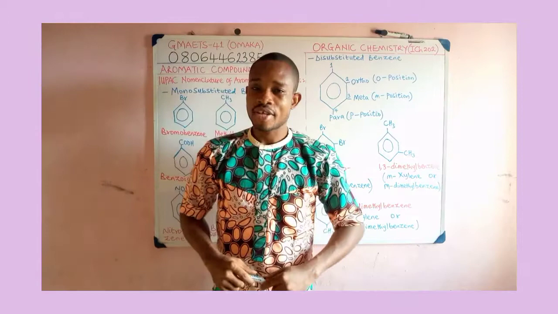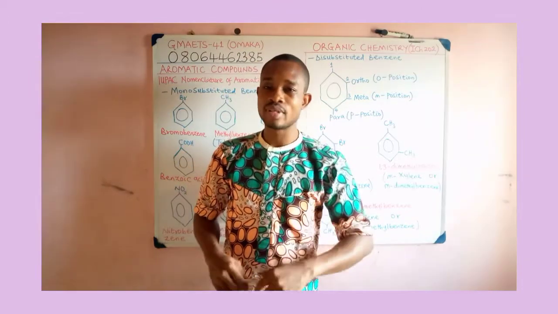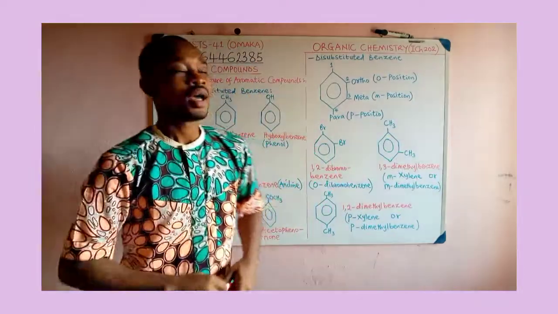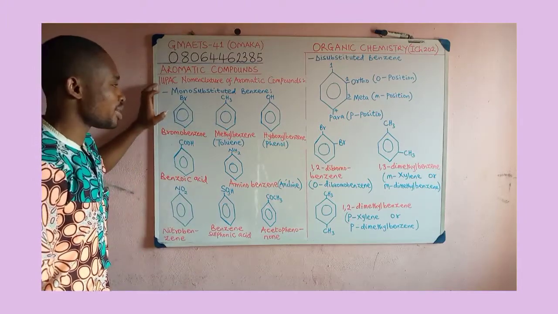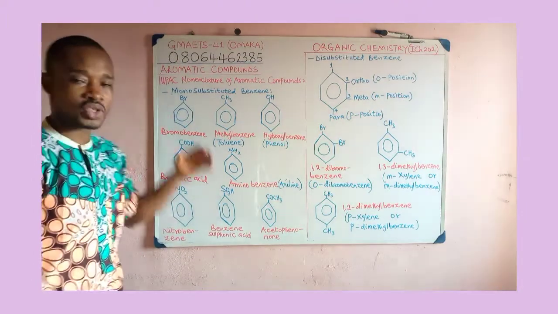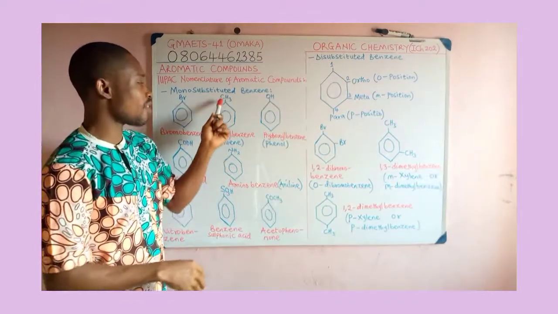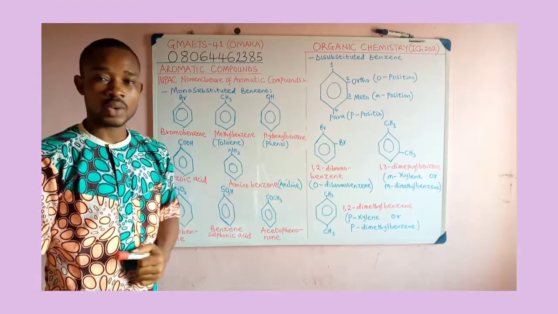Let us now look at the IUPAC nomenclature of aromatic compounds. We are starting with benzene where we have one attachment, and cases where we have two attachments on the benzene ring. So we have these monosubstituted benzenes. The first one, bromine is attached, so it has the name bromobenzene. The second, we have methyl attached, so we call it methylbenzene. It's also known as toluene.